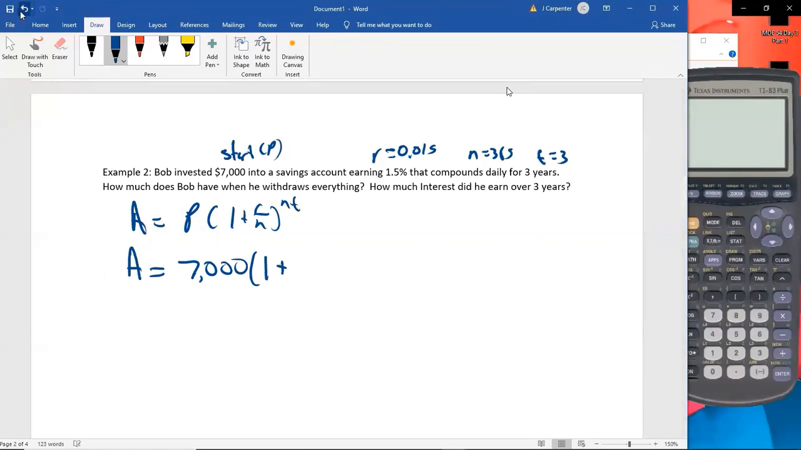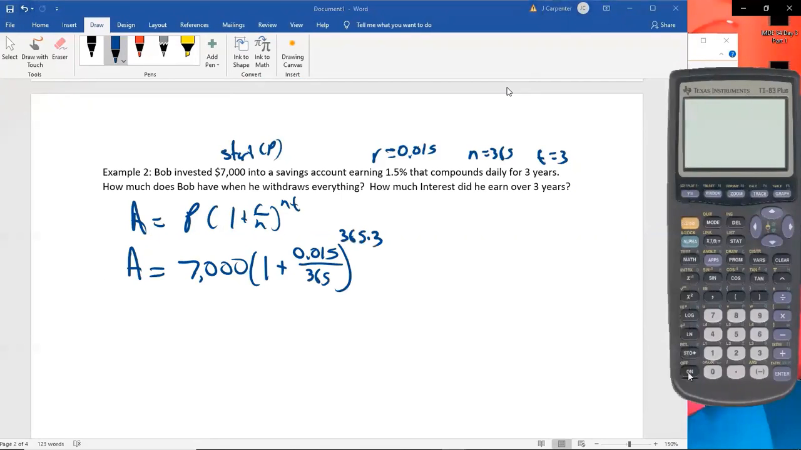All right, then 1 plus our rate of 0.015. Because remember, we can't put 1.5 in this. It's got to be the decimal unless we're using Excel. Excel could handle the percentage. Then divided by the n, which was 365. Then raised to the n times t, which is 365 times 3 years.